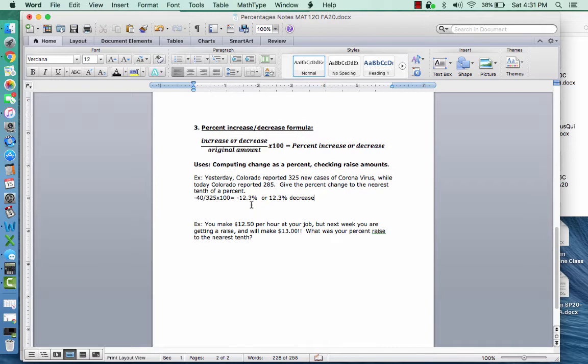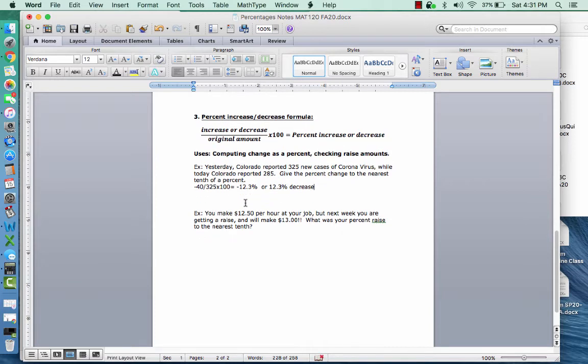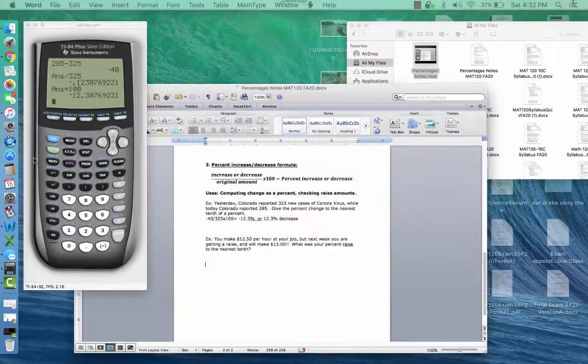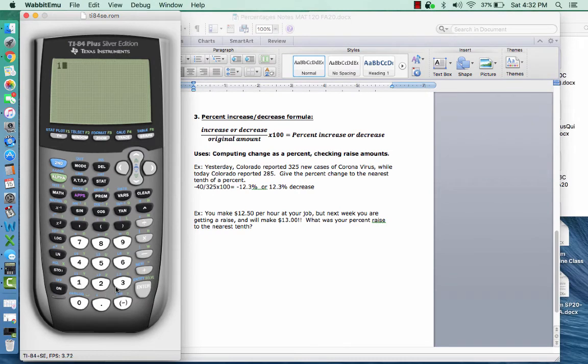All right. Then next, it says you make $12.50 per hour at your job, but next week you're getting a raise and will make $13. So in other words, you're getting a 50-cent raise. What was your percent raise to the nearest tenth? Once again, the change is the 50 cents. I'm just going to show the subtraction for the sake of this example. I'll make $13, that's the new amount, minus the old amount, $12.50, which shows that I'm getting a 50-cent raise.